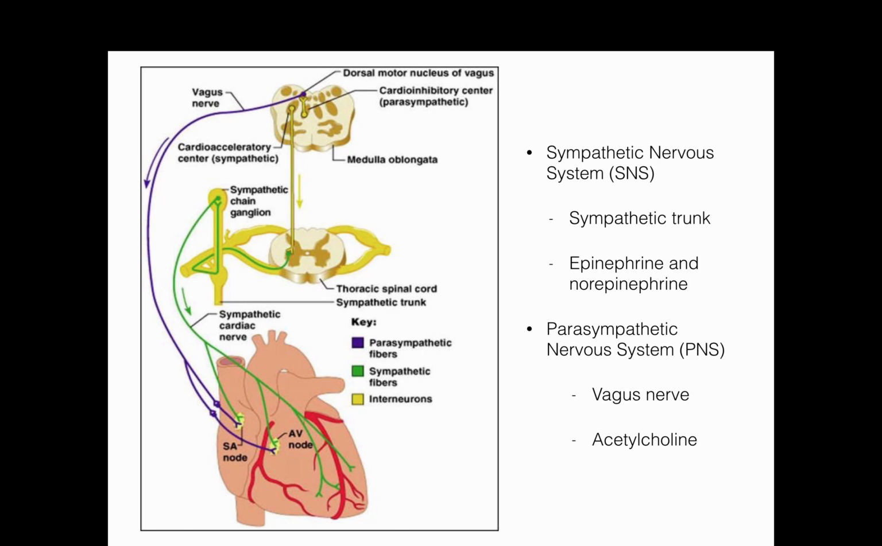2. Primary neurotransmitters. For the sympathetic nervous system, postganglionic fibers release noradrenaline, which activates adrenergic receptors to stimulate the heart. The parasympathetic nervous system uses acetylcholine as its primary neurotransmitter.